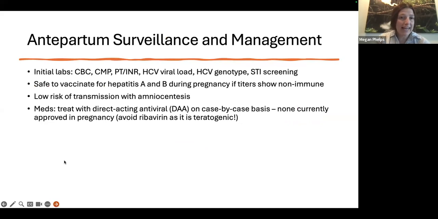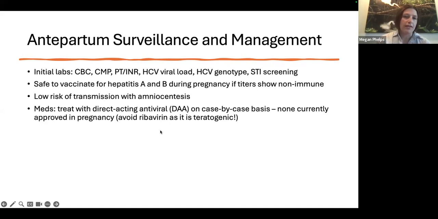If they test positive for hepatitis C, you'll want to get these initial labs: CBC, CMP, coags, viral load, and, like I said, a genotype. Then you'll want to test for other STIs. You can get the hepatitis A and B titers and vaccinate them if they are not immune, to help protect them. A little out of our wheelhouse, but if the pregnant patient needed an amniocentesis, it's thought to be fairly low risk.